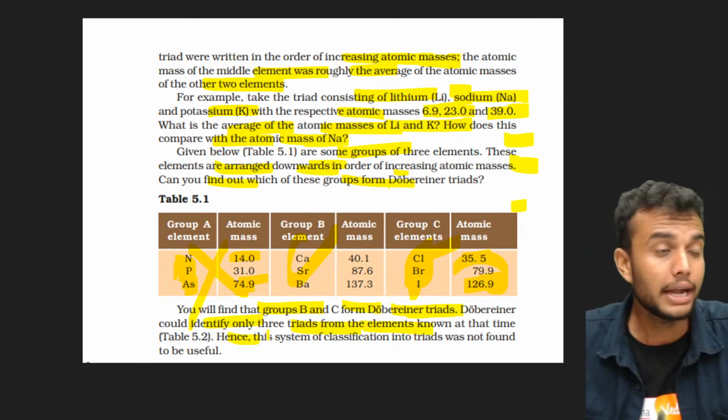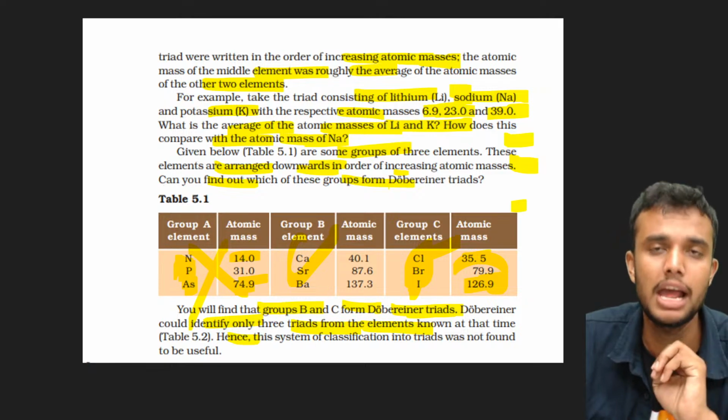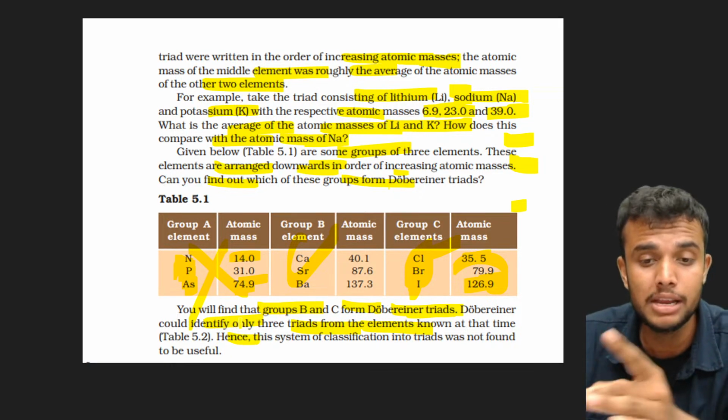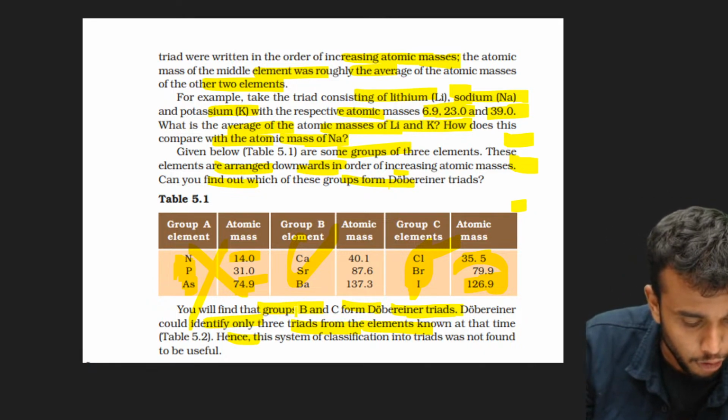Before and at 1817, we only knew a few elements. At this time, he arranged only those elements in triads. But after some time, what happened?